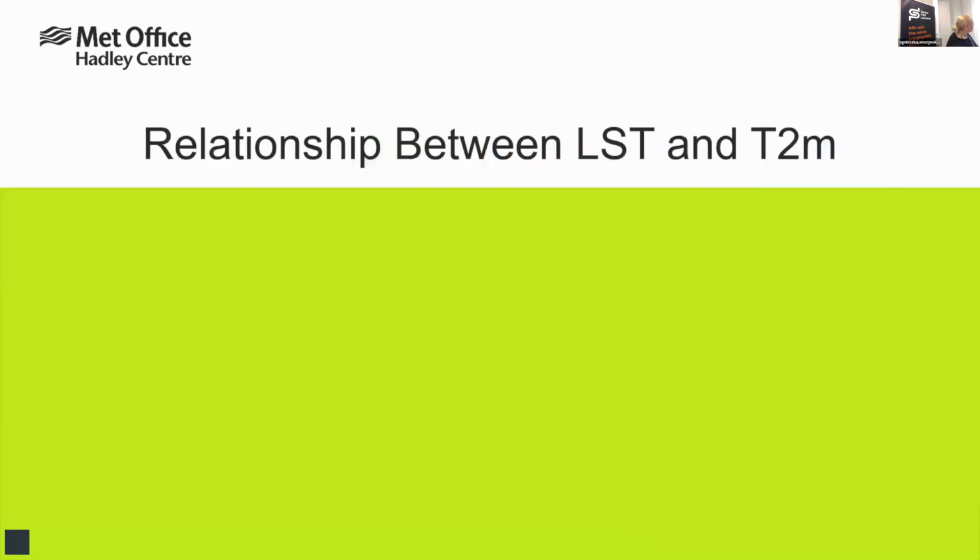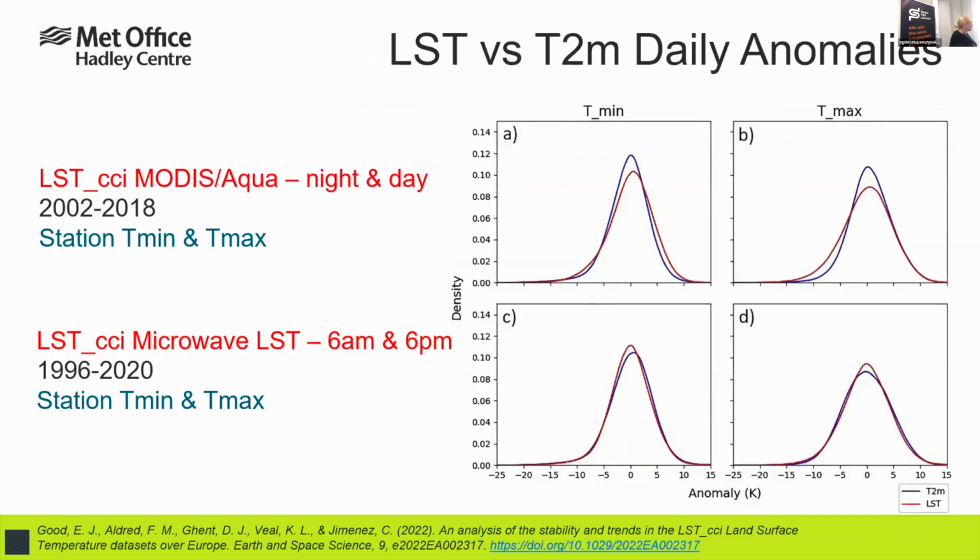So coming on to this now, this relationship between LST and 2-meter air temperature. This is looking at anomalies. So this is where we've got a baseline period of a couple of decades, I think, or so, where we've taken daily values, and we've created a distribution of those anomalies. So the differences from the normal state of the climate.